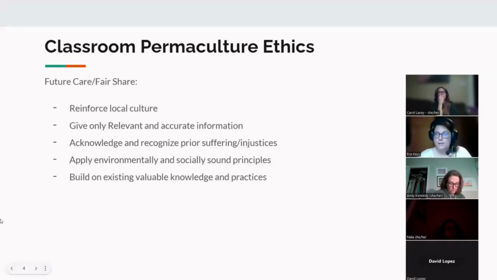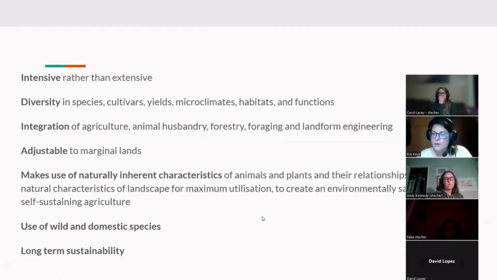Now here's that third ethic, fair share, future care. Reinforce local culture, give only relevant and accurate information, acknowledge and recognize prior suffering and injustices, and apply environmentally and socially sound principles, and build on existing valuable knowledge and practices. Any questions about how we took those three ethics and applied it to the structure, the design of this course, and how we're going to continue to weave those three ethics through what we're talking about?